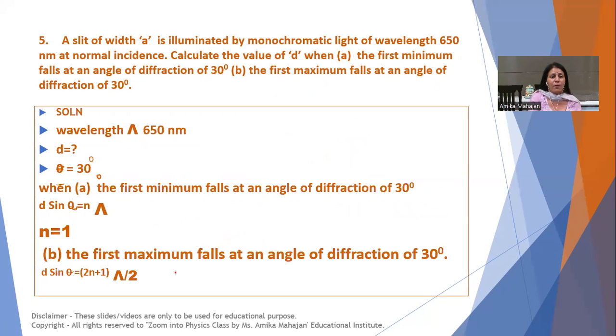When first maximum falls, then this formula to be used, N is 1. So A sin theta, because D is A here. So A sin theta equal to 3 lambda by 2 and A can be known 3 lambda by 2 into 1 by sin theta. Put value of lambda and theta, calculate value of A.